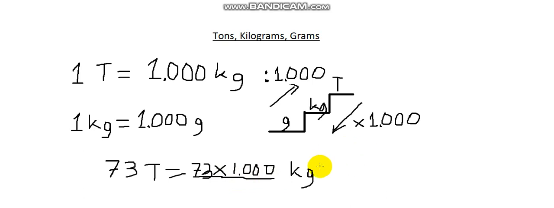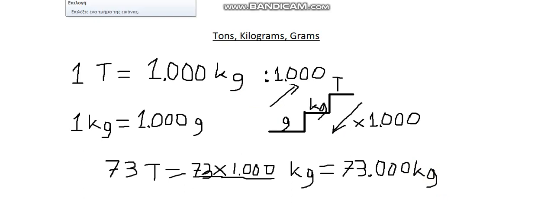Now, how do I do 73 times 1,000? Very simple. I just rewrite 73 with 3 zeros at the end. So that's 73,000 kilograms. If that were a decimal number, so if it were 7.3, then I would have to do the whole thing with a comma, where the comma goes to the right, and think about it that way.